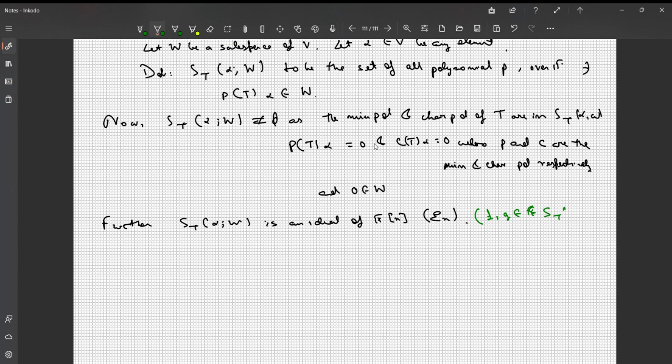So you just need to check if f and g are elements from S_T(alpha; W), then f minus g is in there, and for any element p you choose from the field F[x], then pf and fp are in S_T(alpha; W) as well. Okay. So it forms an ideal. Is it clear?